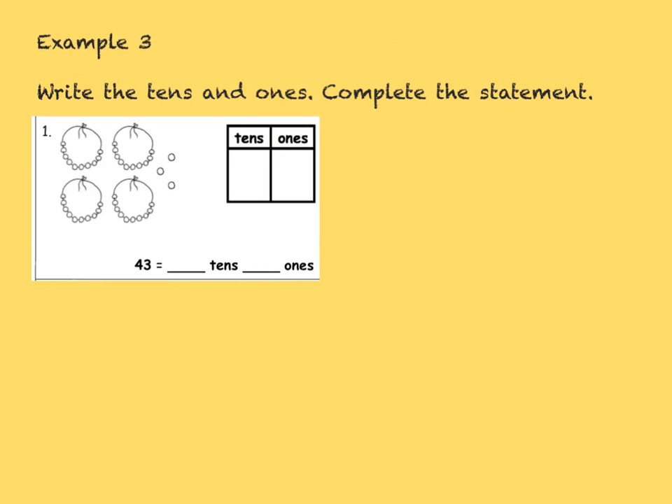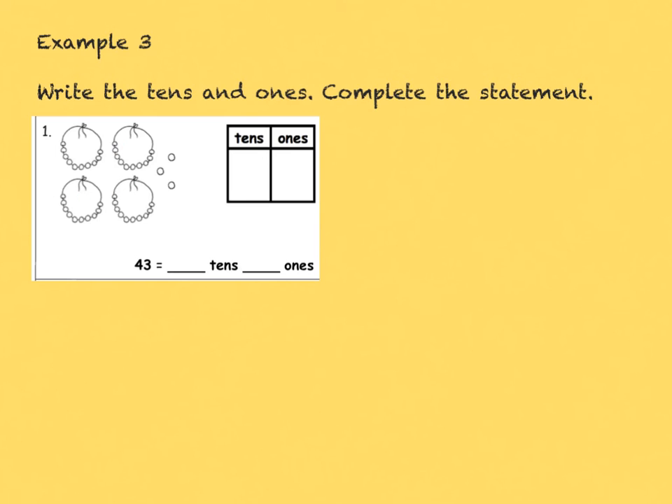Again, the question is asking us to write the tens and ones and to complete the statement. First, let's understand the picture. We have necklaces and we also have single beads. If we look at the completed necklaces, we notice that there are 10 beads on each completed necklace. We know that this is a base 10 unit because there are 10 beads that make up one unit. If we count the number of completed necklaces we notice that we have 1, 2, 3, 4 completed necklaces.